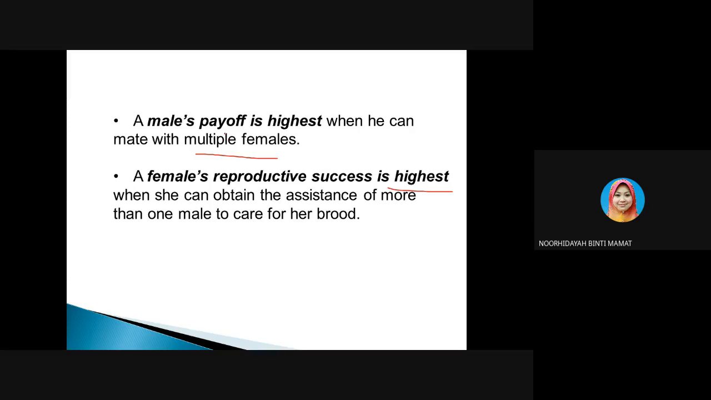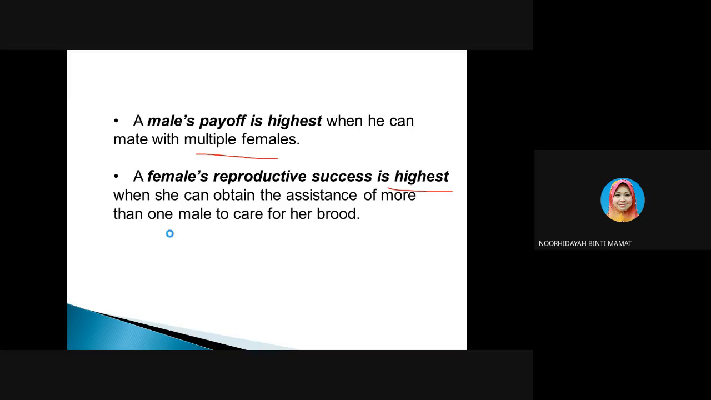Okay, so the male will get the highest payoff, while the female will have more assistance for the care of the brood. So in the progeny, both sexes get the benefit.